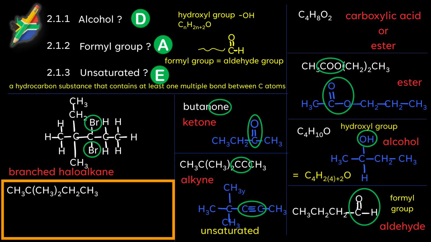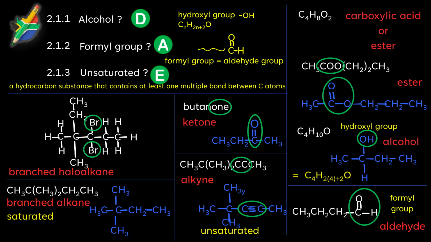Compound H is shown in a condensed formula. This is its structure, and it contains only carbon and hydrogen with single bonds between all the carbons. So it is a saturated hydrocarbon. Specifically, it is a branched alkane. Finally, the alcohol is compound D, the formyl group is found in compound A, and compound E is unsaturated.